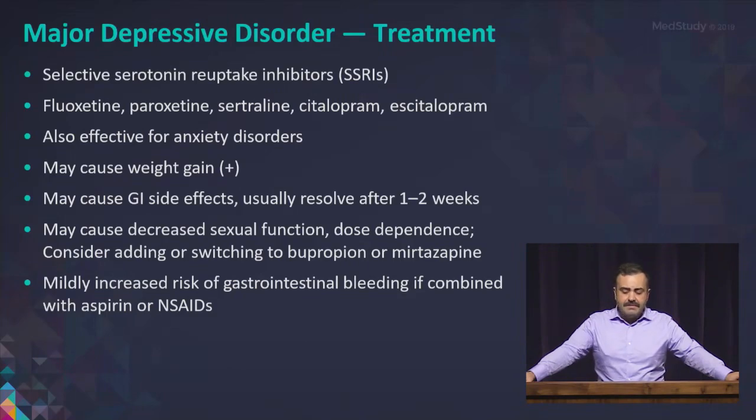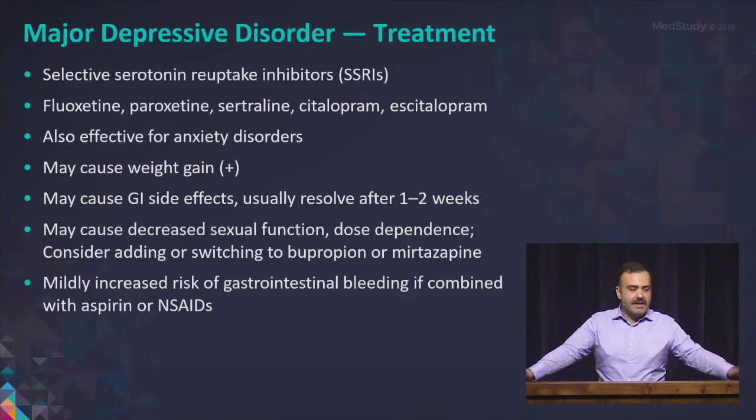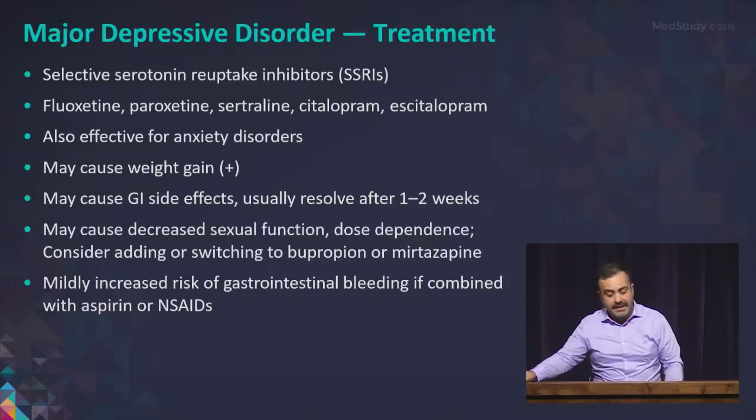On the other hand, changes in sexual function are not dose dependent, and if they show up, they're probably going to stay and not resolve. In that case, you can consider either changing the medication, or if the patient is responding very well to medication, you can add another medication to address the sexual side effects. The most common medications that we use are bupropion and mirtazapine. And in the elderly, there is a slight chance of GI bleed in patients on SSRIs, especially the ones who are on NSAIDs or aspirin.